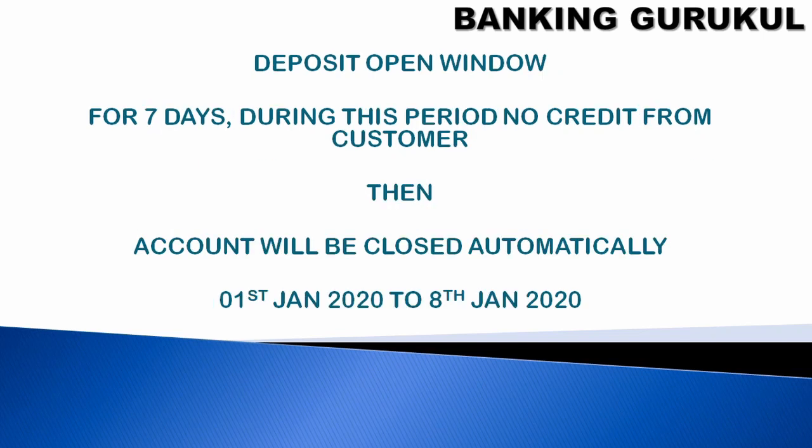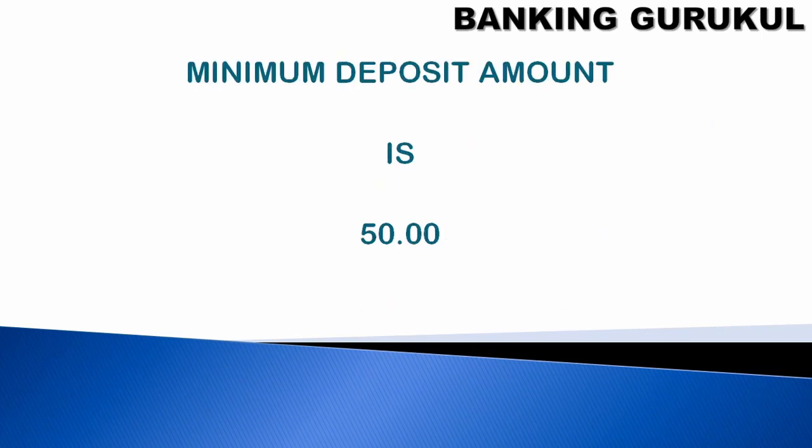So what happens if there is no credit during the 7-day open window? Then on the 8th day, the account will be automatically closed. So what is the minimum deposit amount for a fixed saver account? It is £50.